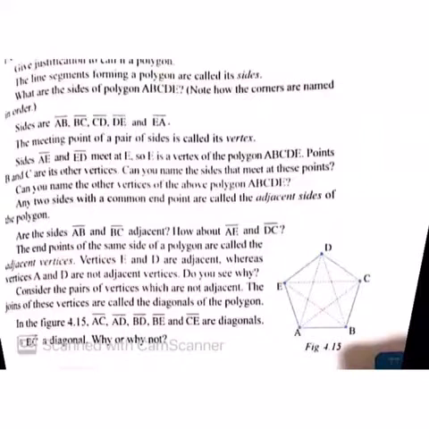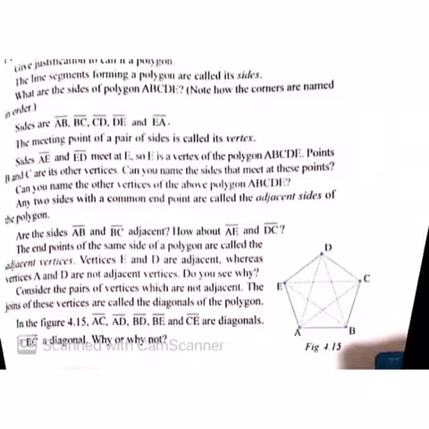Children, we have already learned about the sides of a polygon. Now we will learn about adjacent sides of a polygon. Children, this word adjacent will be new to you, but I will tell you the meaning of adjacent. The meaning of adjacent is next to. So here children, adjacent sides means the sides which are next to each other, or we can say that any two sides with a common end point are called adjacent sides of the polygon.